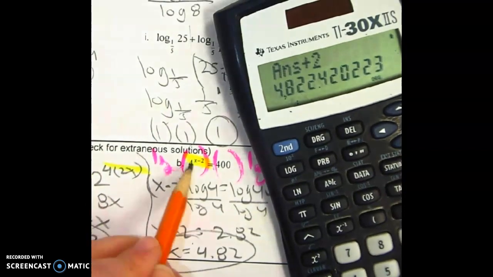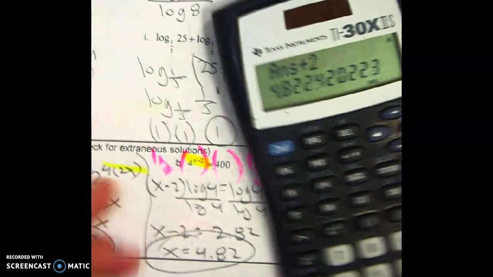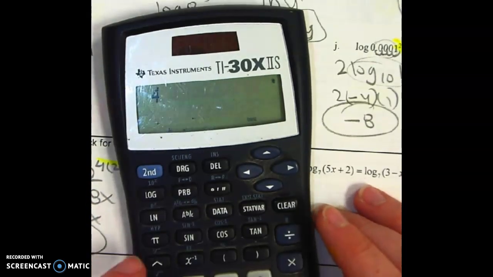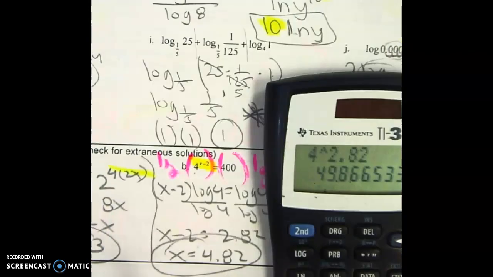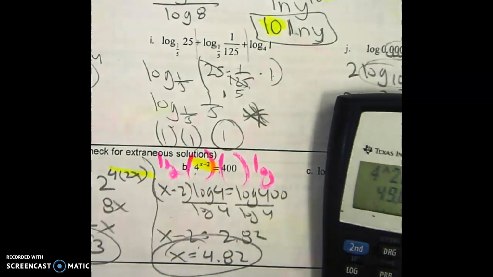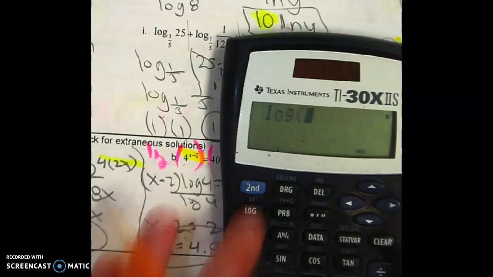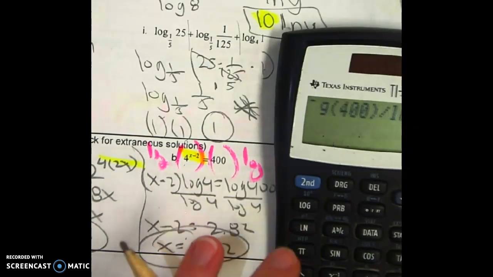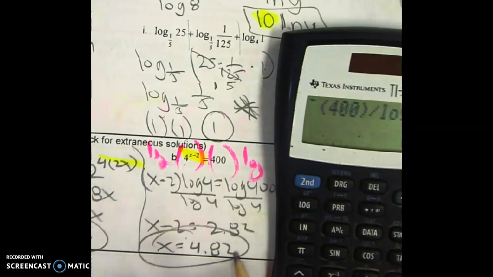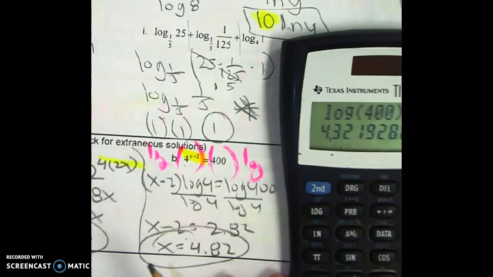I can go 4.82 minus 2, which is 2.82. 4 to the 2.82, and it better be 400. Wait, what happened? And did you see how I did that and I made a mistake? You guys probably caught it. So let's try this again. Log of 400 divided by log of 4. So just because you get the wrong answer doesn't mean it's no solution.